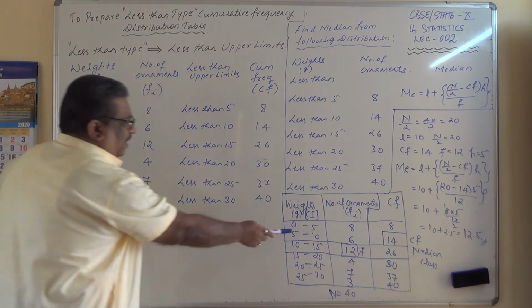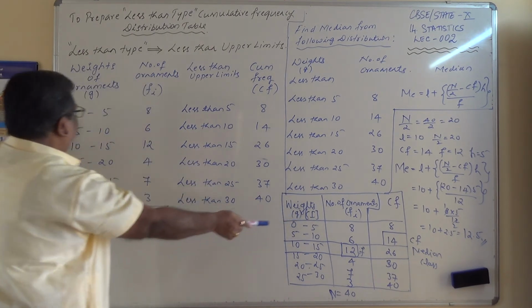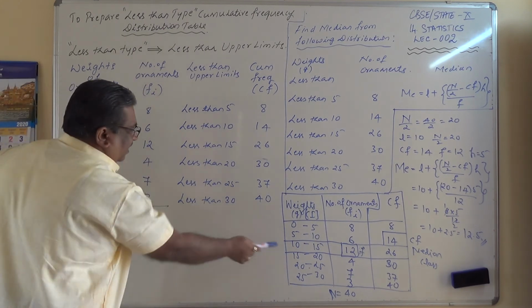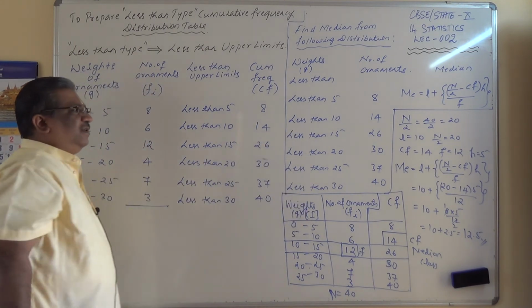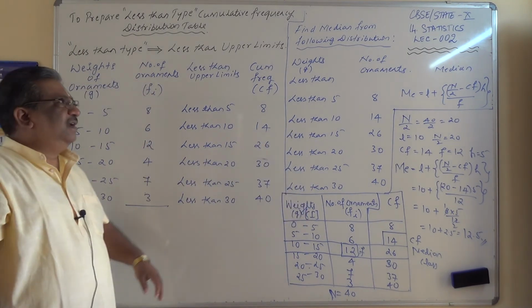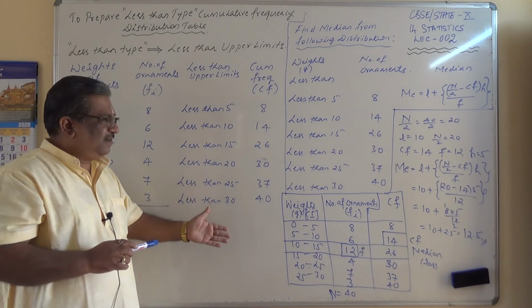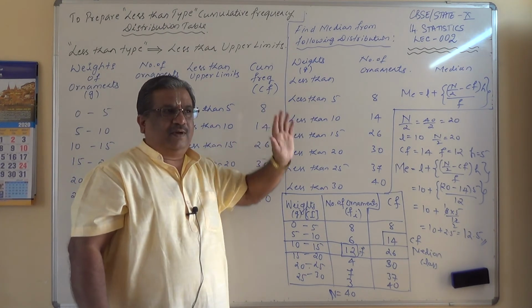Now compare this chart and this chart over here, exactly the same: 0 to 5, 8; 5 to 10, 6. This chart and this chart are the same. You got it? So from this we could prepare and find the median. I hope you have understood very clearly how to find the median of such distributions. Note down this first.